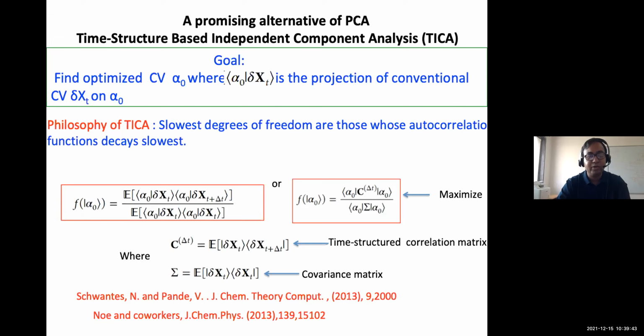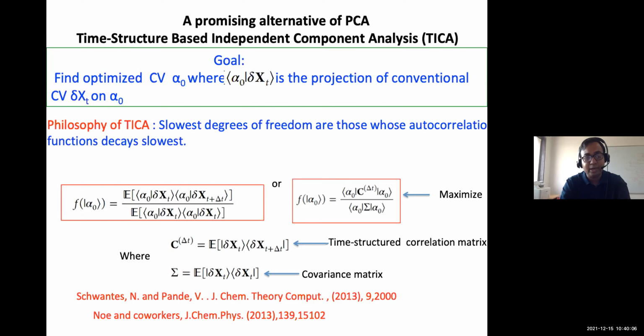So in that particular regard, one of the key approaches that has become pretty prominent over the last 8 or 9 years, which is also still linear in approach, is called time-structure based independent component analysis, or TICA. The idea here is that you are trying to look for an optimized projection along which the autocorrelation function of that projection is going to decay slowest.